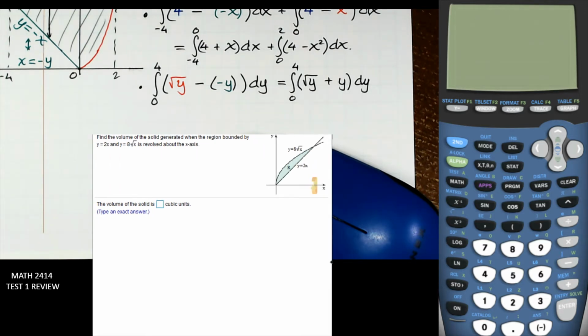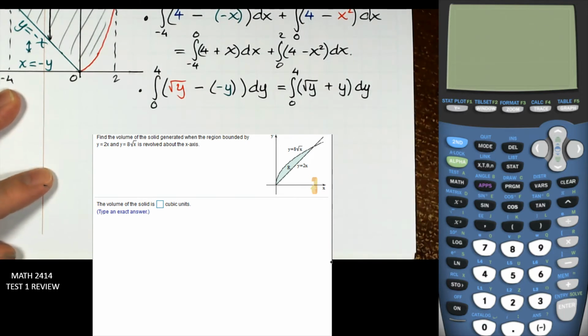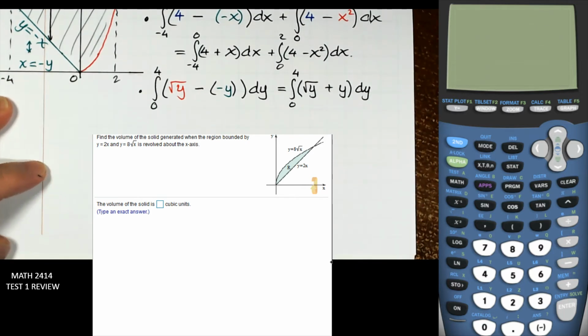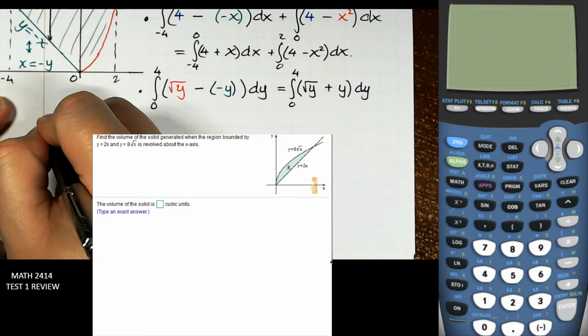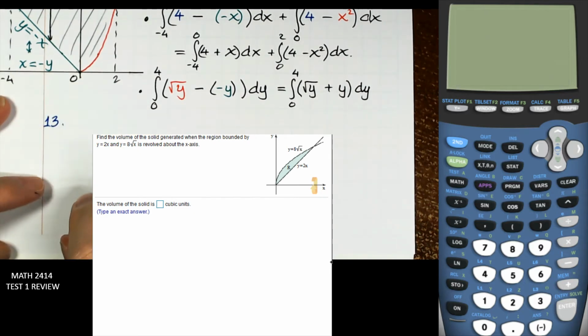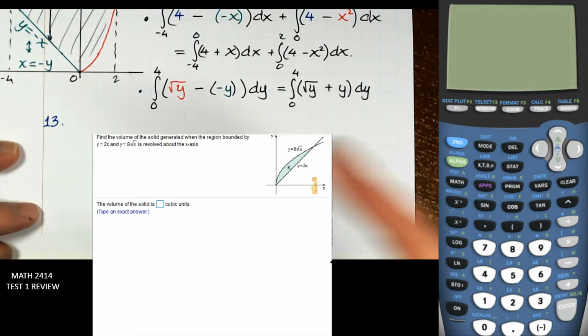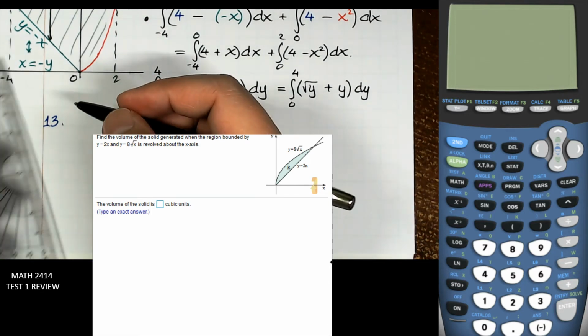Right. Next, this is 13. Find the volume of the solid. So we have the graph there.